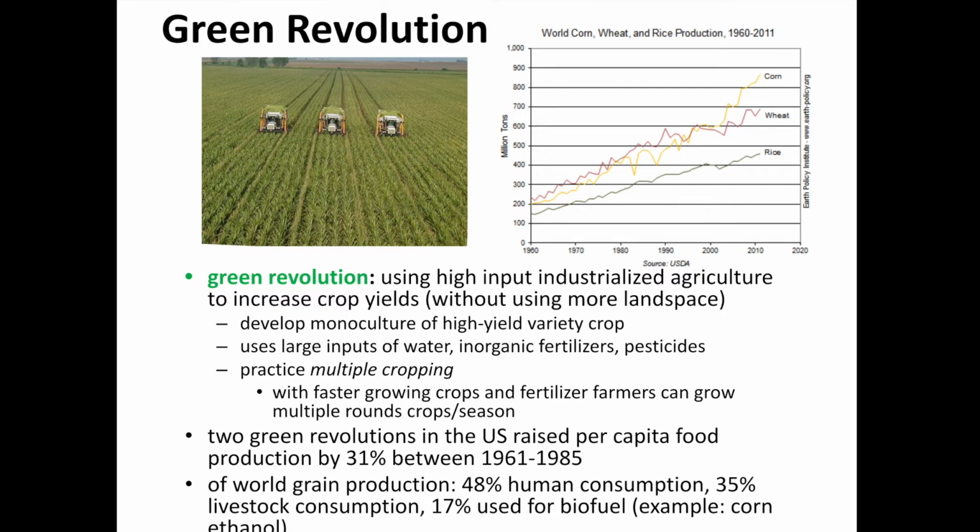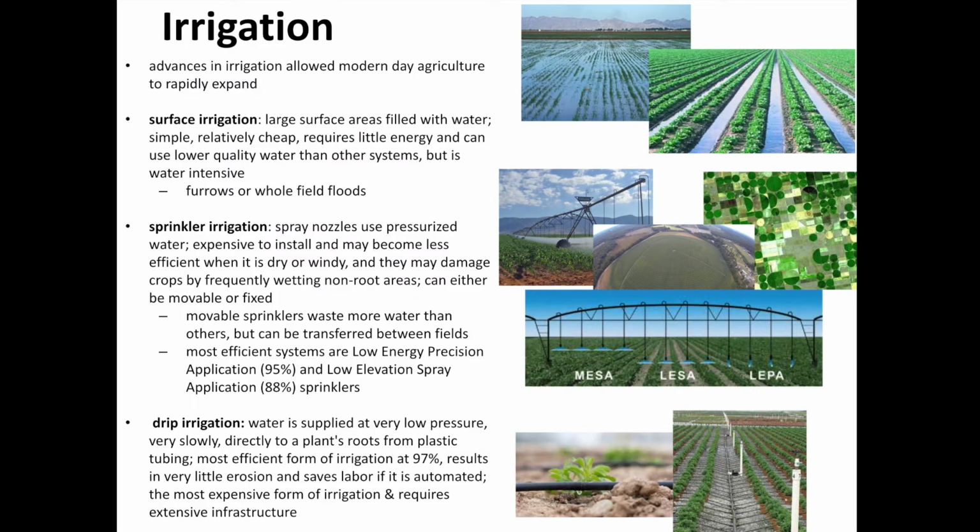So irrigation methods. These advances allowed modern day agriculture to rapidly expand. Surface irrigation is where we basically flood large surface areas with water. It's relatively cheap. It requires really little energy because you essentially just open a dam and let water in. And you can use sort of lower quality water. You don't have to test your water as much as you would with other systems, but it's insanely water intensive. And you can see it here at the top, we've flooded a whole field. Or here we have what we call furrows, where we only flood the region between our lines of crops that have been grown.